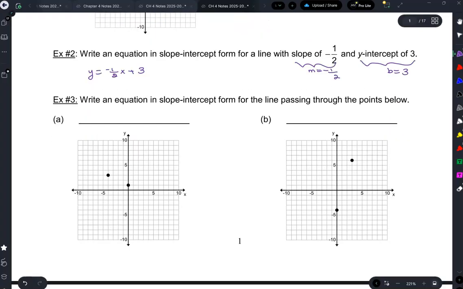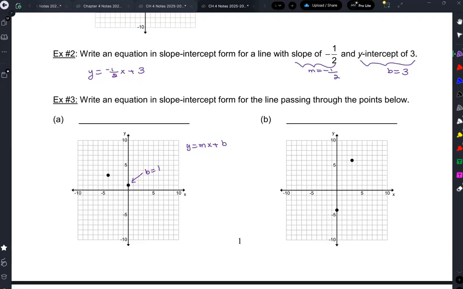Okay. Here, write an equation, right? So again, my equation is going to be y equals mx plus b. So I need m and I need b. Okay, b first. It's this one. So b is how much? 1.